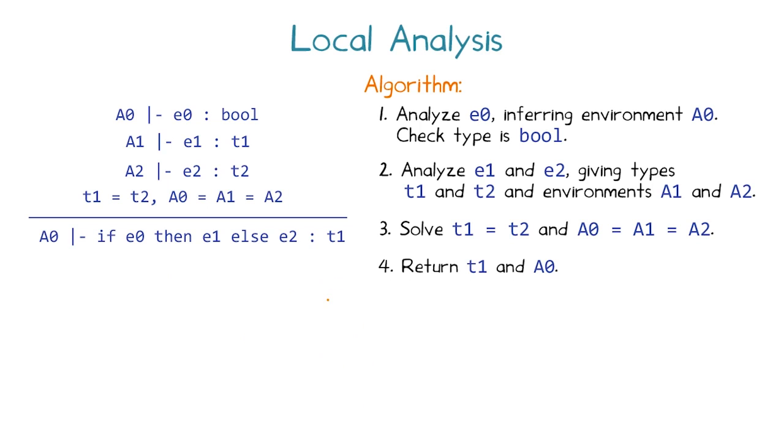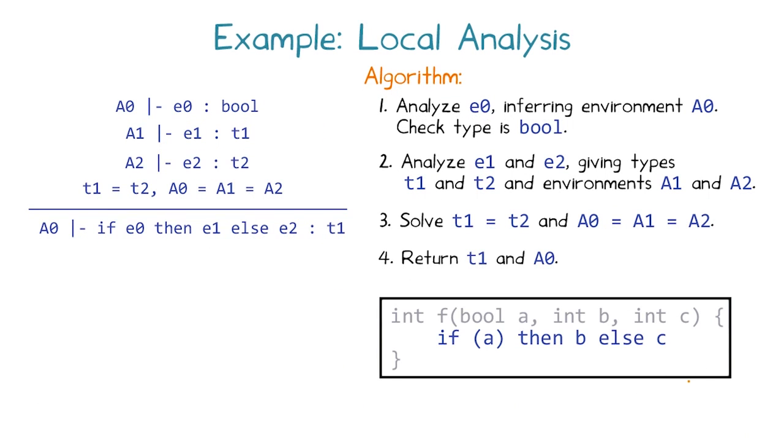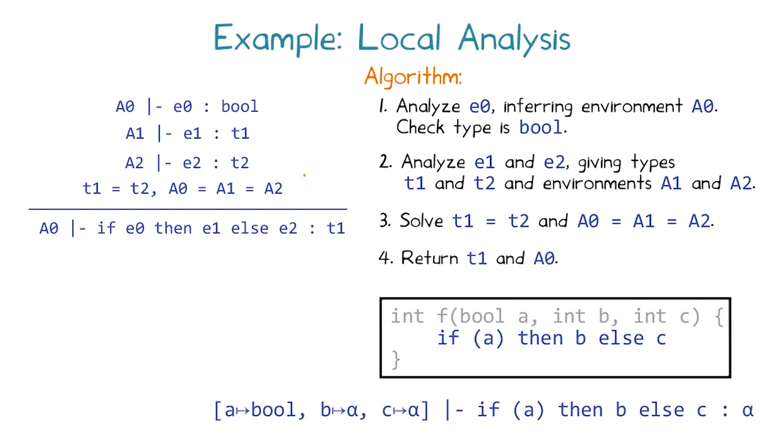Let's use the same example program to illustrate how local analysis operates. We have faded out the signature of the function f to emphasize the fact that local analysis does not require a model of the environment. We will show step by step how local analysis derives the following type judgment for typing this expression.